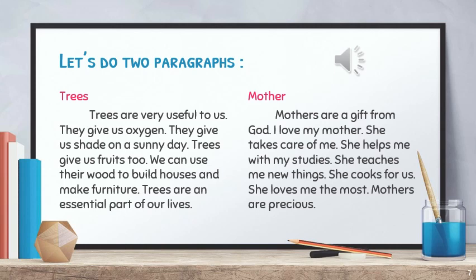I love my mother. She takes care of me. She helps me with my studies. She teaches me new things. She cooks for us. She loves me the most. All of these sentences support the first idea, right? And the last sentence, the conclusion sentence, is mothers are precious. It is supporting the idea that mothers are a gift from God, right? We are revisiting the first sentence and concluding by saying mothers are precious. They are a gift from God and they are very precious to us, right?